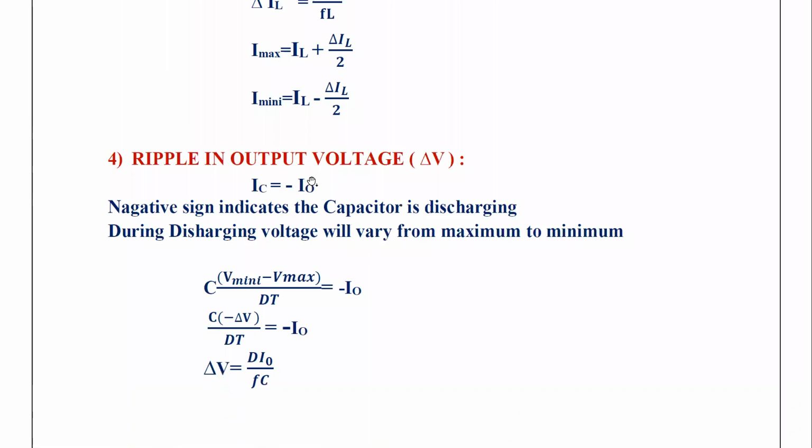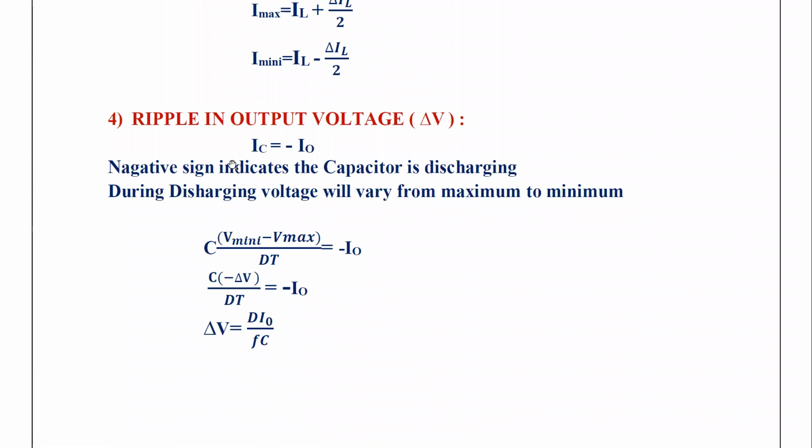Similarly, the ripple in the output voltage, delta V. I am taking the charging period of the capacitor, then that can be written as IC is equal to minus of I naught. The negative indicates the capacitor is discharging here, because now the capacitor is acting as a source. That's the reason why it is discharging. During discharging, the voltage will vary from maximum to minimum value, because the starting level of the voltage is maximum. When it is discharging, it will become minimum.